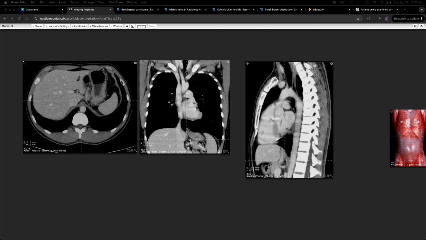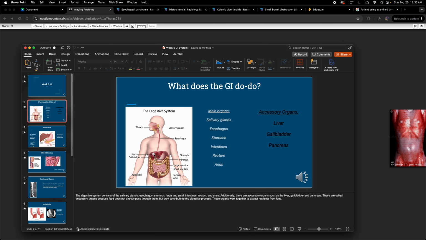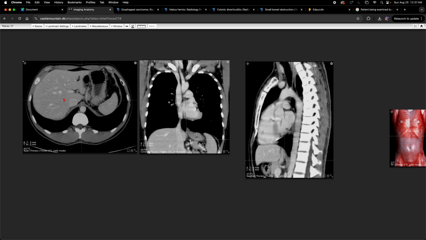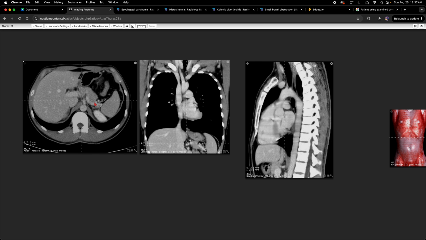We know that the liver is on the right side. The liver is on the right side of the patient. In the anatomical position, that's the right side. So on CT, it's also on the patient's right side, but now it's on our left. Okay, all right. So that's the liver.